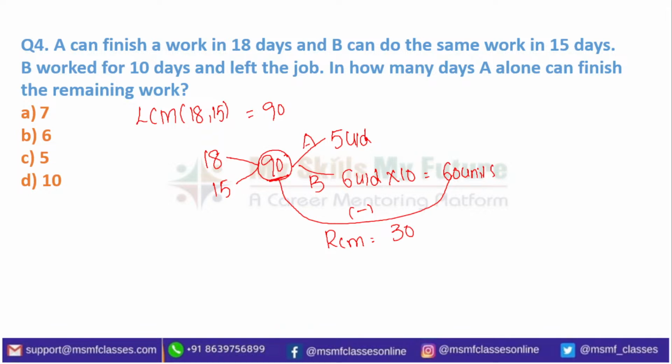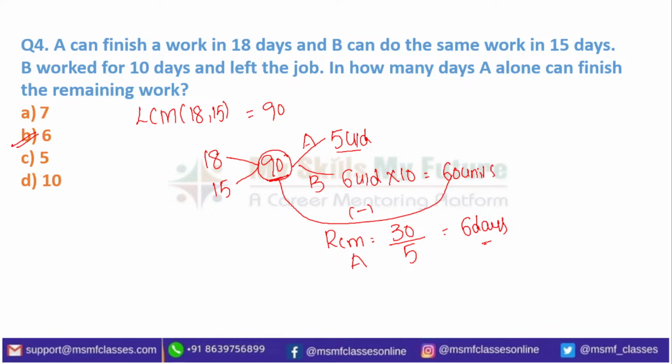A can complete 5 units of work daily, but we want 30 units. Time taken to complete the remaining work by A equals 30 divided by 5, which is nothing but 6 days required to complete the remaining work. 6 days represents option B, which is the correct answer.